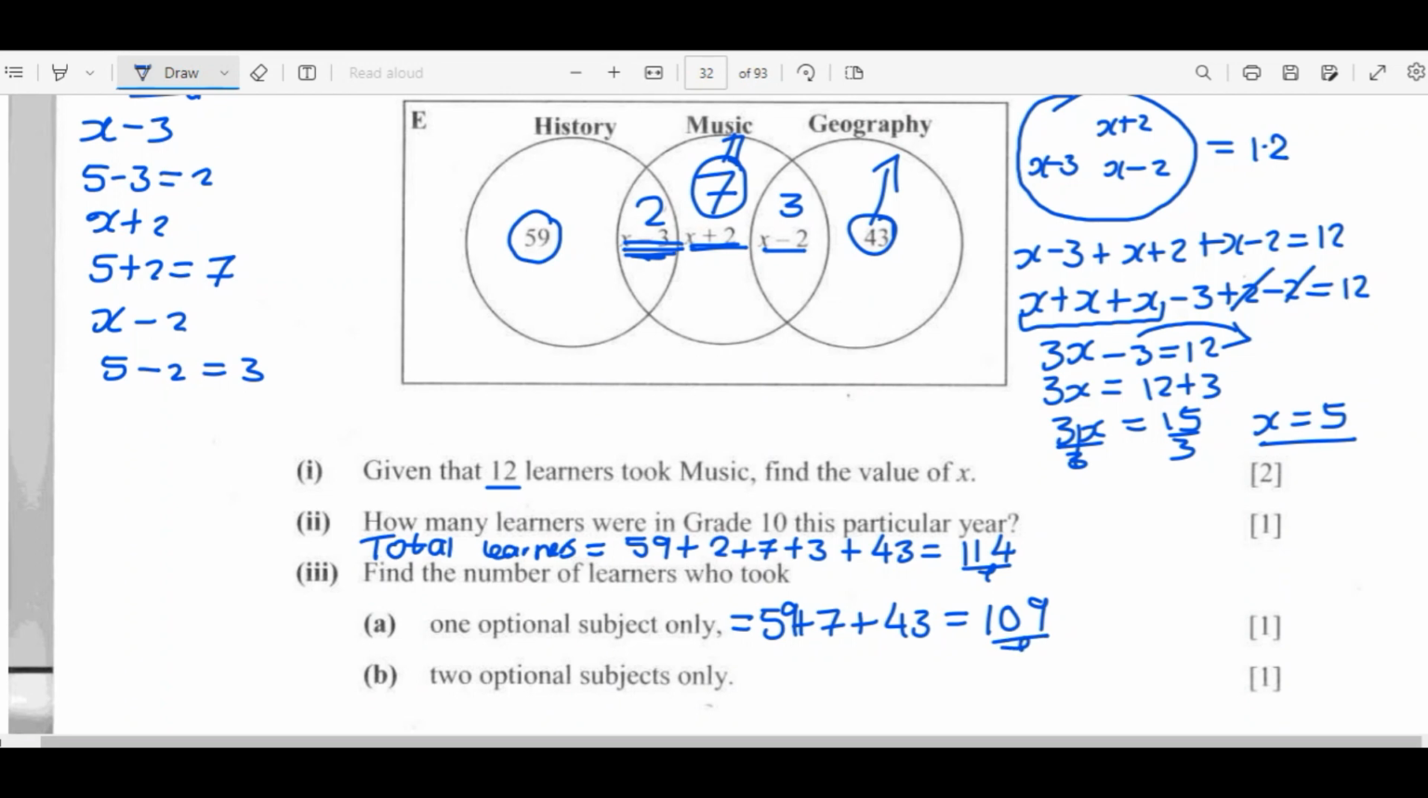Then for the last part, two optional subjects only. So two did history and music. Three did music and geography. So we take the intersection part, which is equal to 5. So this is how we can answer questions like this one.